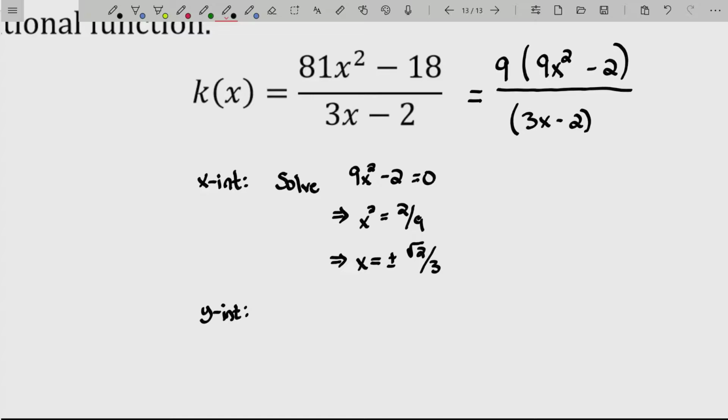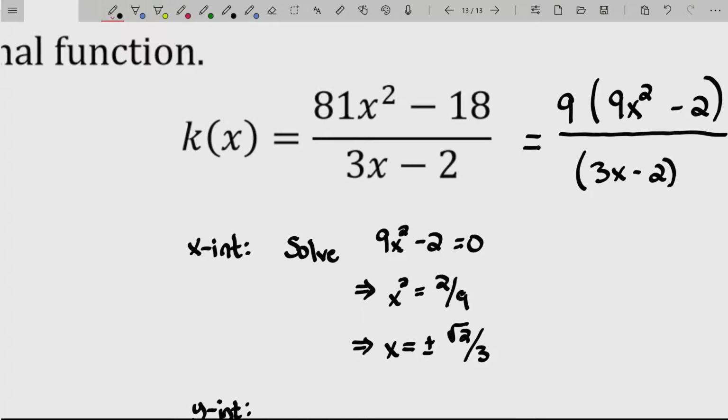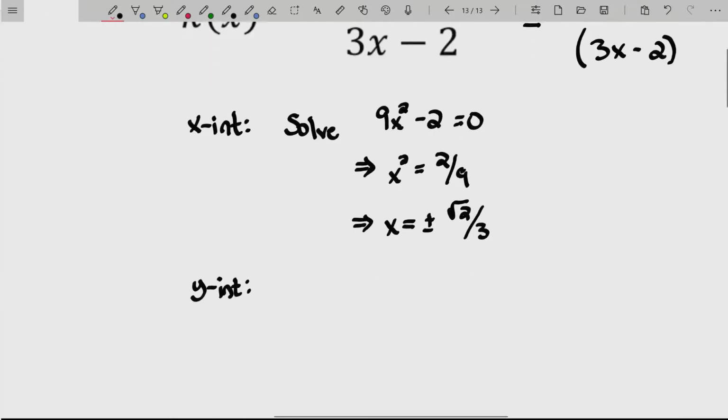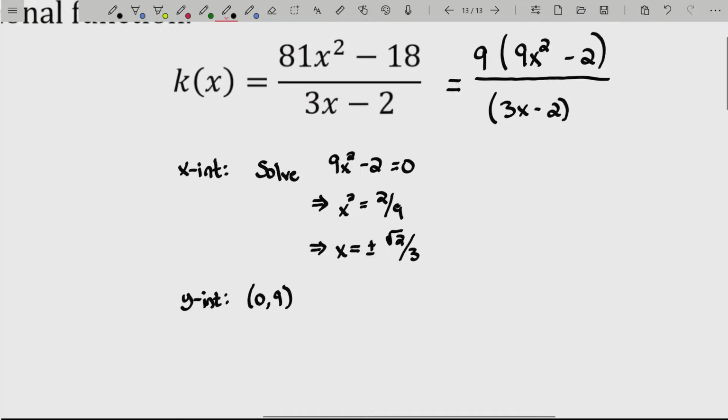This is kind of a good function to deal with because y-intercepts are much easier to find if you didn't factor, because all you're doing is allowing x to be 0. And so that's negative 18 over negative 2, or in other words, 9. So when x is 0, y is 9. I'm fast, right? Let's see, algebra, what did we learn? We learned factoring, we learned how to find x-intercepts and y-intercepts.